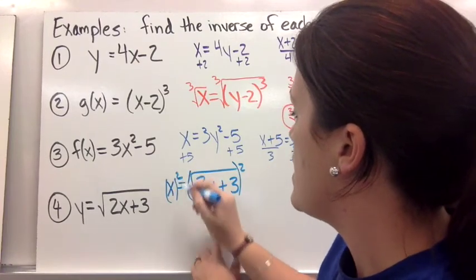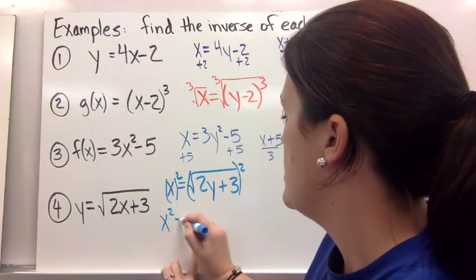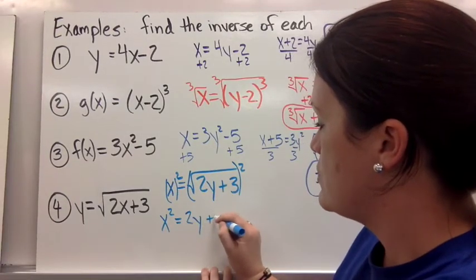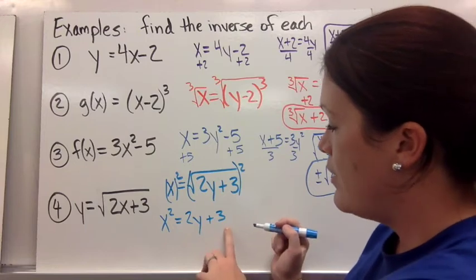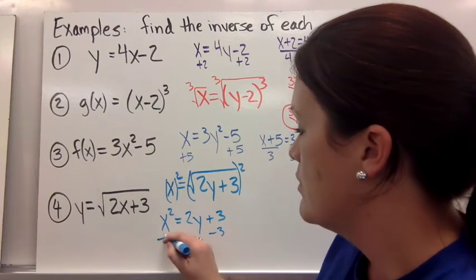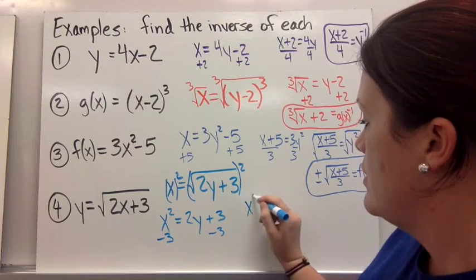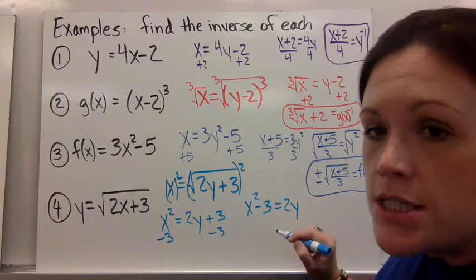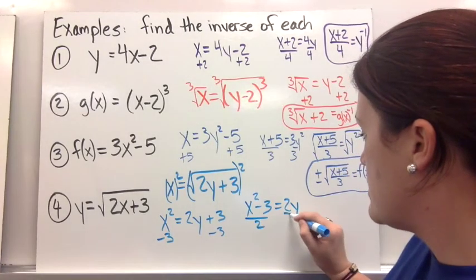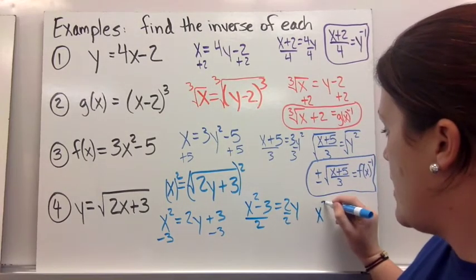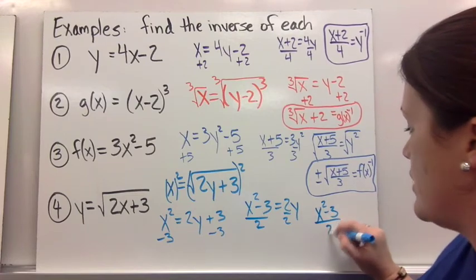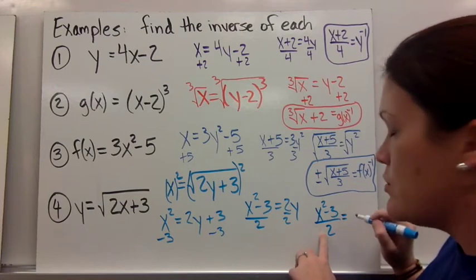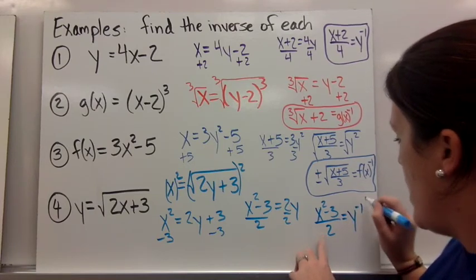So let's square both sides. So we get x squared equals, and the square root will cancel out, so we get 2y plus 3. Now we need to subtract the 3. Still trying to get y by itself. So x squared minus 3 equals 2y. Continuing to solve for y, let's divide both sides by 2. And then we can write the proper notation. So x squared minus 3 divided by 2 would be equal to the inverse of y.